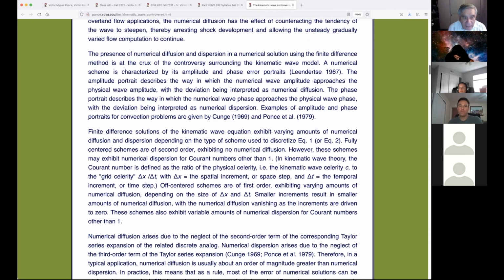Okay, finite difference solutions exhibit varying amounts of numerical diffusion and dispersion. Fully centered schemes are of second order. Here is interesting, pay attention to what I'm going to say. Fully centered schemes are of second order, exhibiting no numerical diffusion. However, these schemes may exhibit numerical dispersion for Courant numbers other than 1. And that's the reason why we stress that the Courant number has to be 1, because by doing that, you solve the problem. What exactly is the requirement that Courant number be equal to 1?